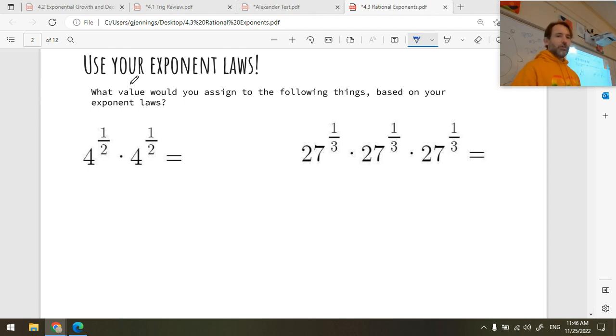When we look at this, use your exponent laws for this one. 4 raised to the power 1 half multiplied by 4 raised to the power 1 half. What would we do if we were using our exponent laws? Do the exponent first? Yeah, each would be 2. Which one are you doing? 4 to the 1 half. So here's the exponent law that applies in this case. I'll write down different exponent laws. It could be this one: x to the a over x to the b equals x to the a minus b. Is that the exponent law that looks like this situation?